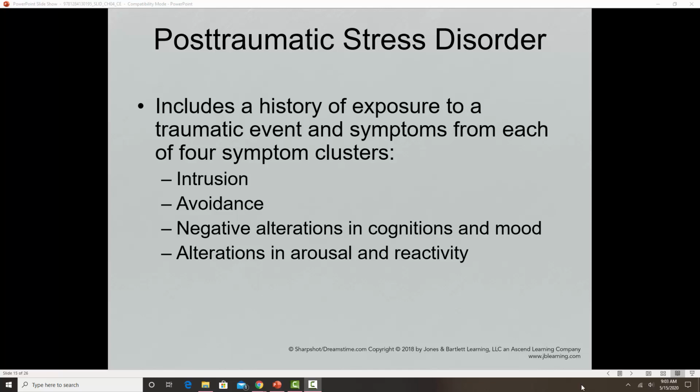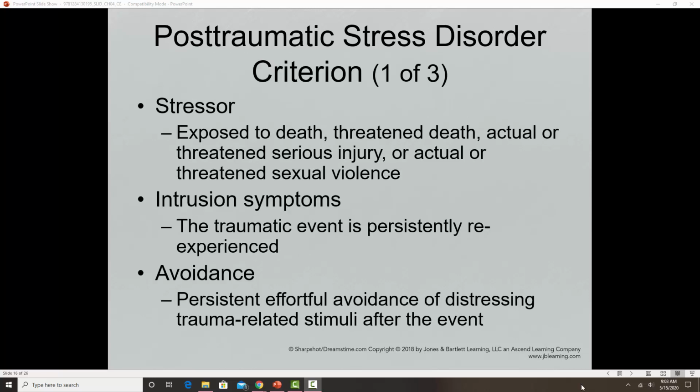Negative alterations in cognitions and mood. So, kind of negative thinking patterns. Really, these intrusions of flashbacks and memories and thoughts can take you back to the victimization and really affect your mood. We find that there are traumatic nightmares and dissociative reactions, those flashbacks. Anything that reminds you of it will cause you to react differently. Again, the stressor is whatever you were exposed to.